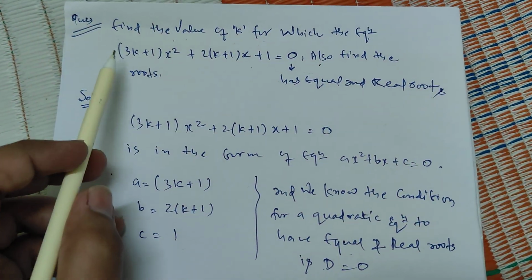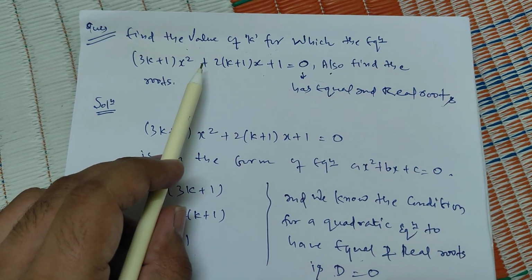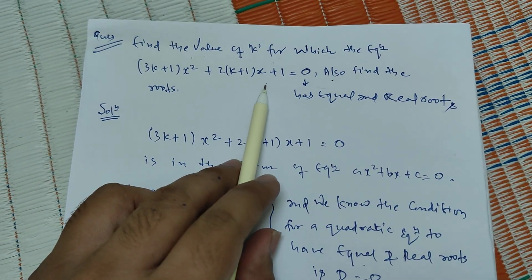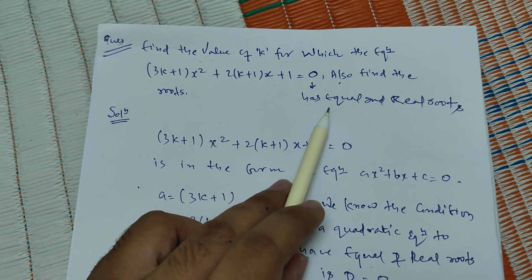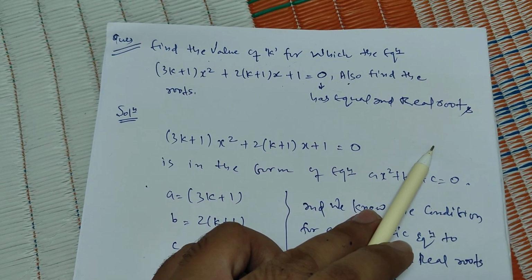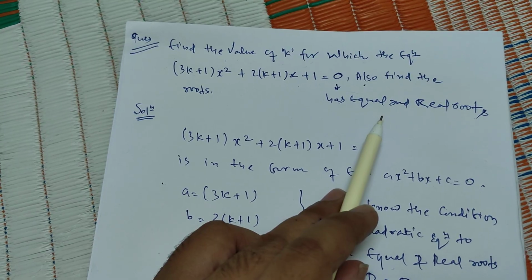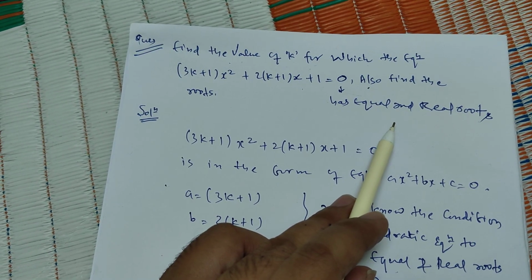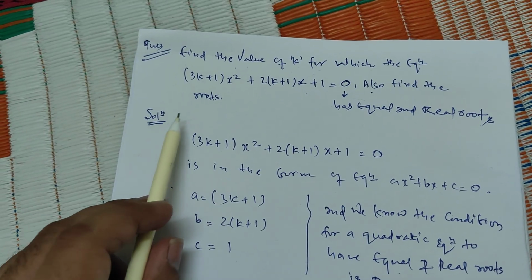Here is a question in which it is required to find the value of k such that the given equation has a specific condition, that it has real and equal roots, and we also need to find the roots of the equation.